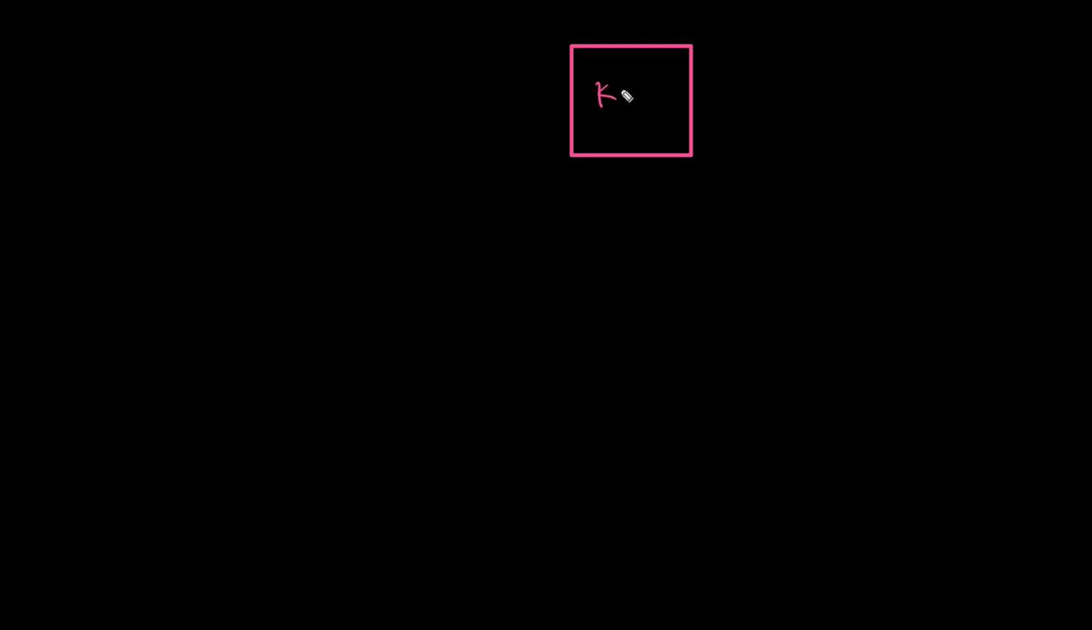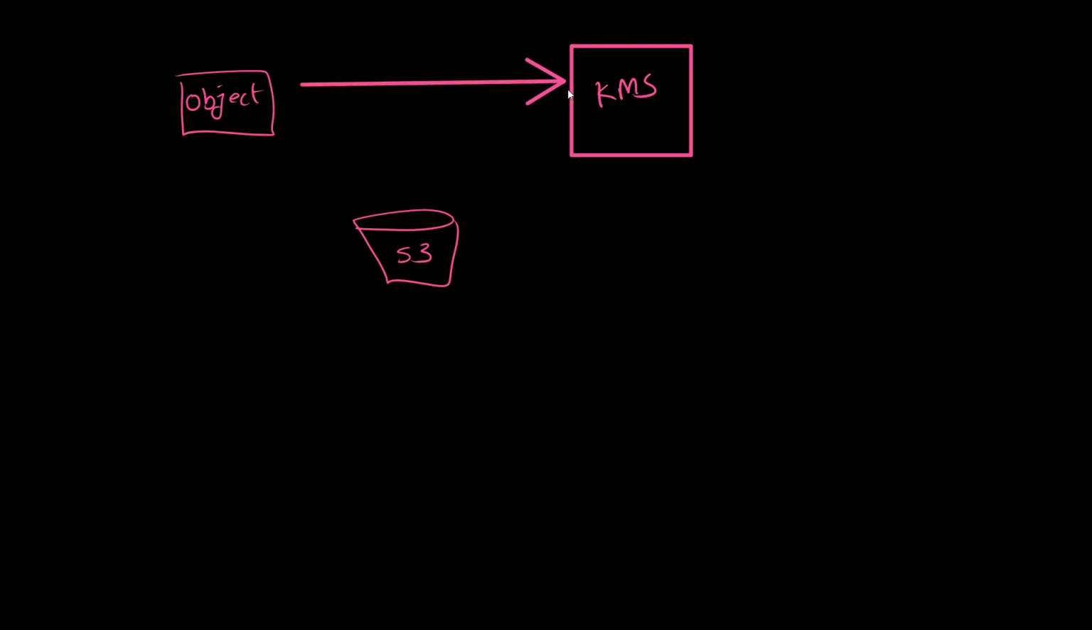So let's say this is my KMS service. I have this S3 bucket and I have a file, or what we refer to as an object, to be stored into S3. What people think is that when we say I want to use KMS for encryption, they assume that your object will first be sent to KMS. KMS will perform encryption of the object which has been sent to it, and then it will be stored into S3. This is the common assumption, that KMS encrypts the object, or it could be a file or whatever it is. The answer is it does not work like that.